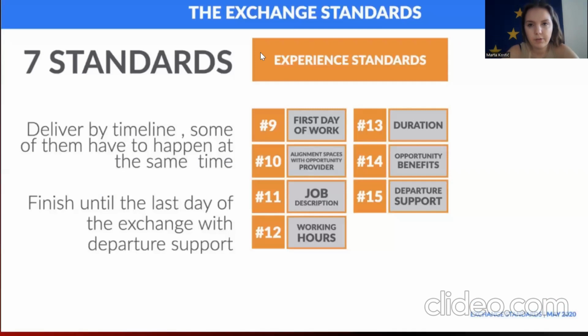Okay, then for experience standards, these are also all standards that are fulfilled by the ICX. What does this first one mean?